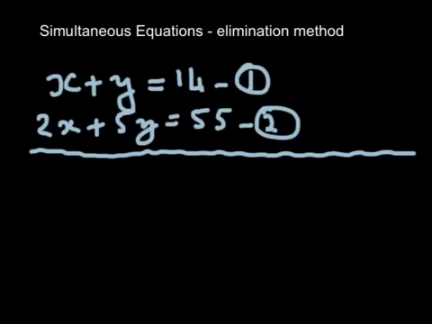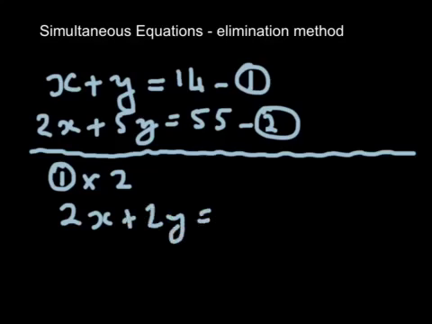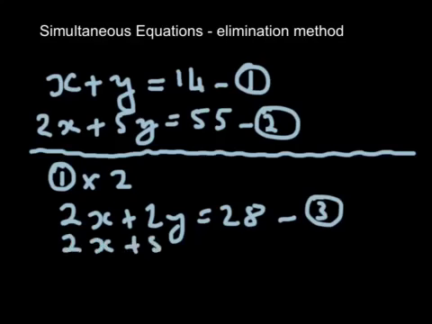So we'd get 2x plus 2y equals 28. Okay, then I've got the coefficient of my x's the same in both equations. Okay, so here we go. And we tell the reader what's going on as we go. So we say equation 1 times 2. And we get 2x plus 2y equals 28. And I'm going to rebadge that one equation 3. And then I'm going to write down equation 2 like so, equals 55.